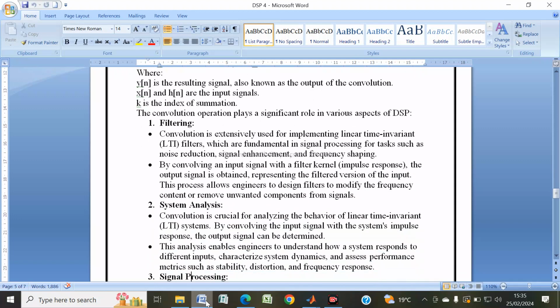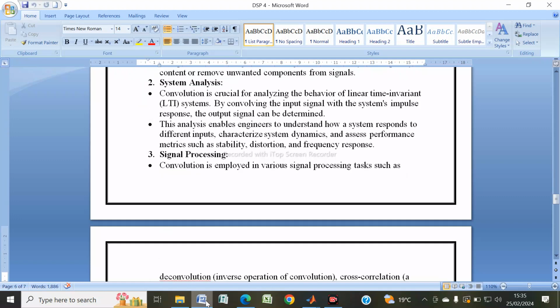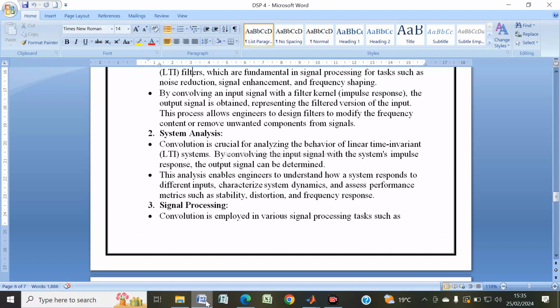And now we will discuss its role in filtering. Convolution is extensively used for implementing linear time invariant filters, which are fundamental in signal processing for tasks such as noise reduction, signal enhancement, and frequency shaping. Now, in system analysis, convolution is crucial for analyzing the behavior of a linear time invariant system. By convolving the input signal with the system's impulse response, the output signal can be determined.